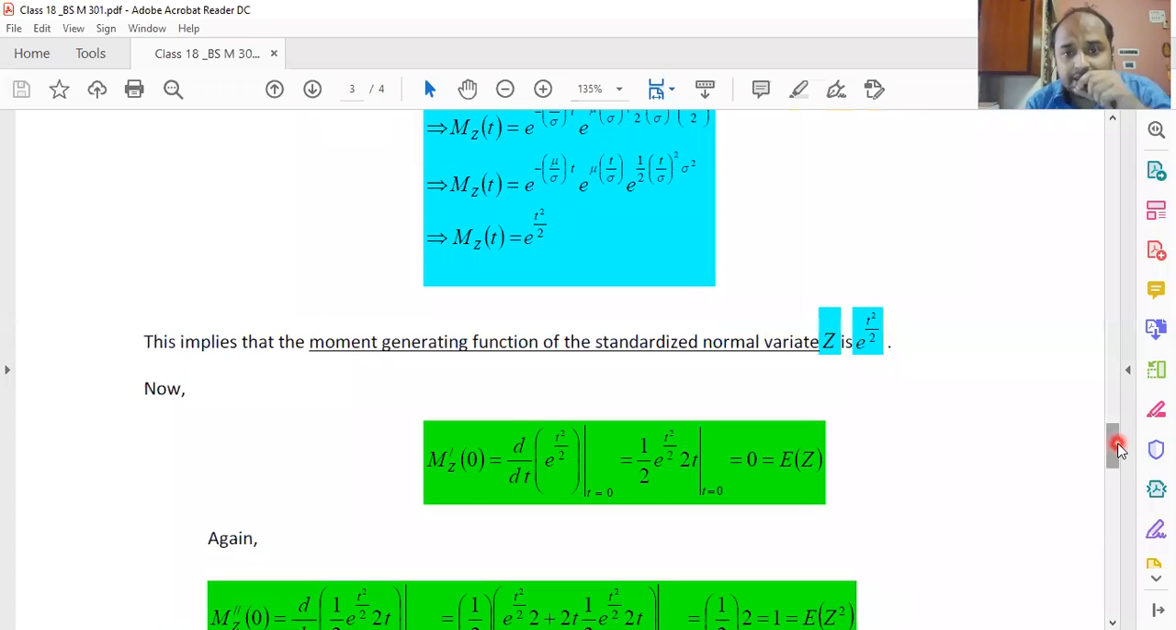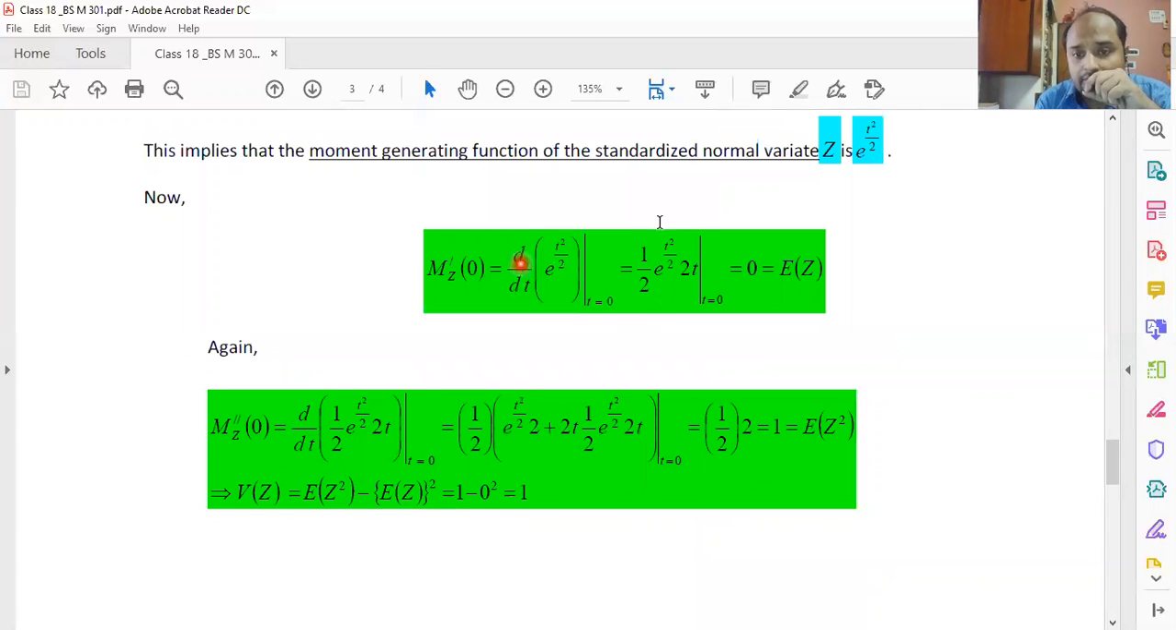Now to find the mean, we are going to take the derivative with respect to T once and put T equal to 0. So just like my previous calculation, it becomes M_Z prime of 0. The derivative of this becomes half of e to the power T square by 2 multiplied by twice T. We are putting T equal to 0 over here, and the result is 0, which is the expectation of Z. And when I take the double derivative, M_Z double prime 0 becomes d by dT of this expression. The derivative takes this form.